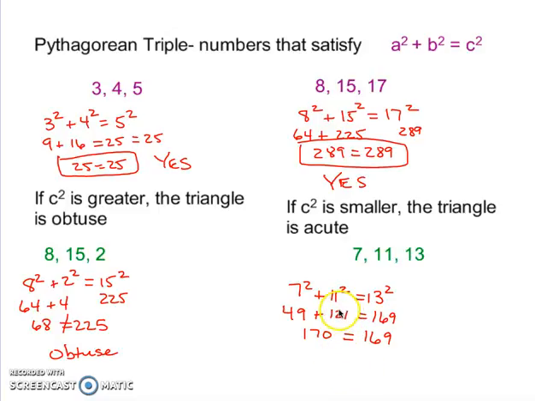Okay, so these obviously are not equal once again, but this time my C squared is smaller. So you have an acute triangle, which all angles are less than 90. So we can just write in for this one, acute.